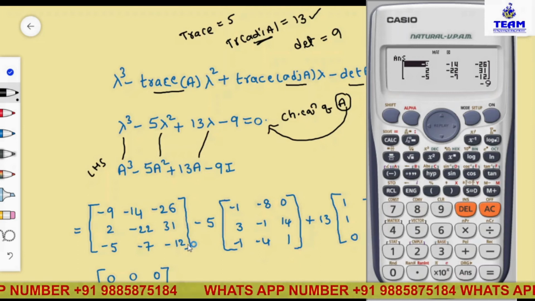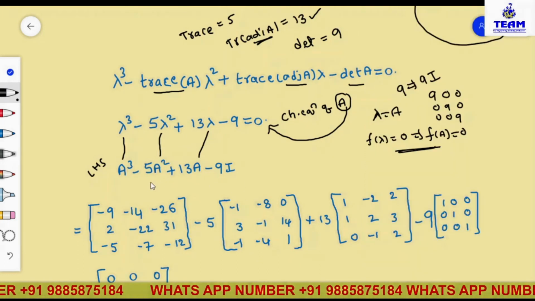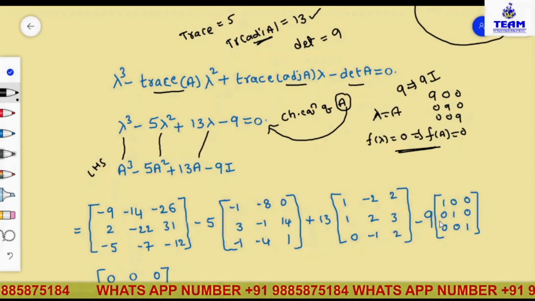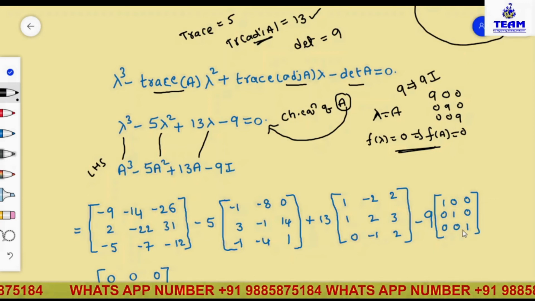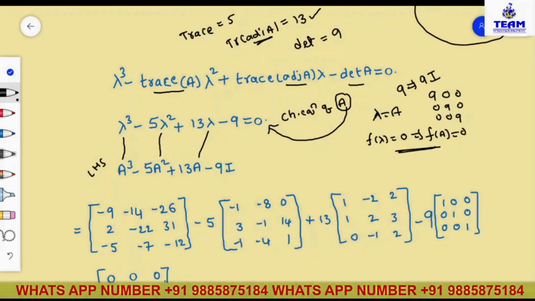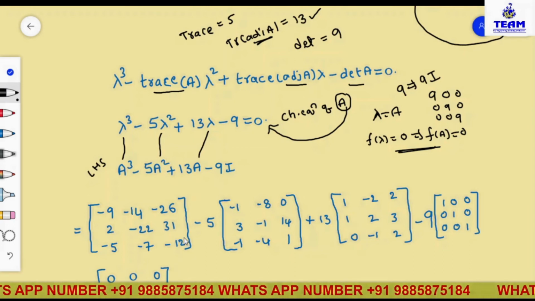Now here you see, first I have written A cube. Next I have written A square. Next 13 times A minus 9I. I is nothing but 1 0 0, 0 1 0, 0 0 1. So if you add all these, you will obviously get 0 0 0, 0 0 0, 0 0 0. Means it satisfies the Cayley-Hamilton theorem. Is it correct or not?